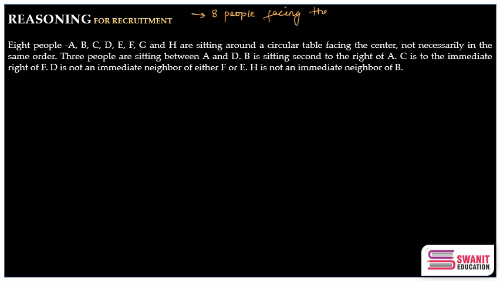The next line says there are 3 people sitting between A and D. That means in between A and D there are 3 people. I can also take it this way, D and then 3 people and then A. Next line says B is sitting second to the right of A. So wherever A is, B is second to the right.